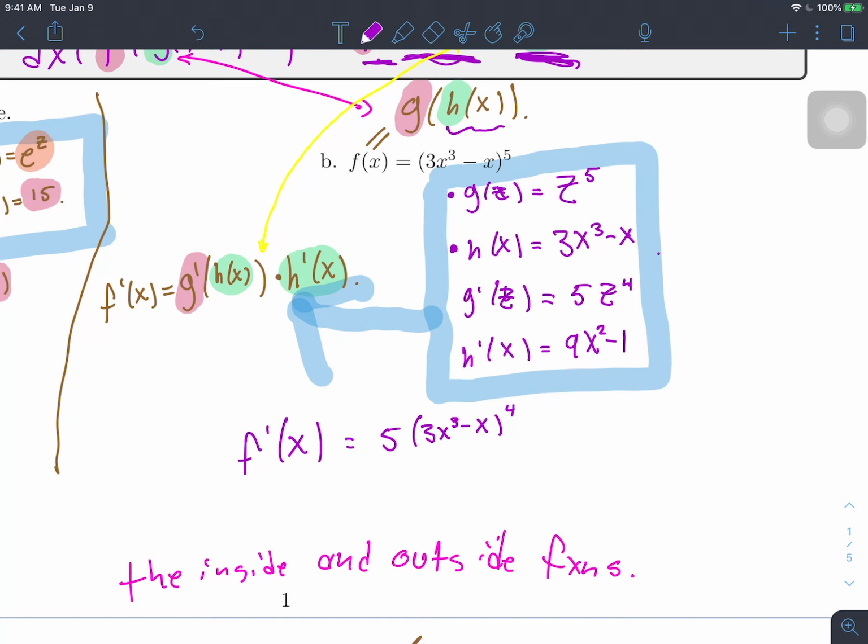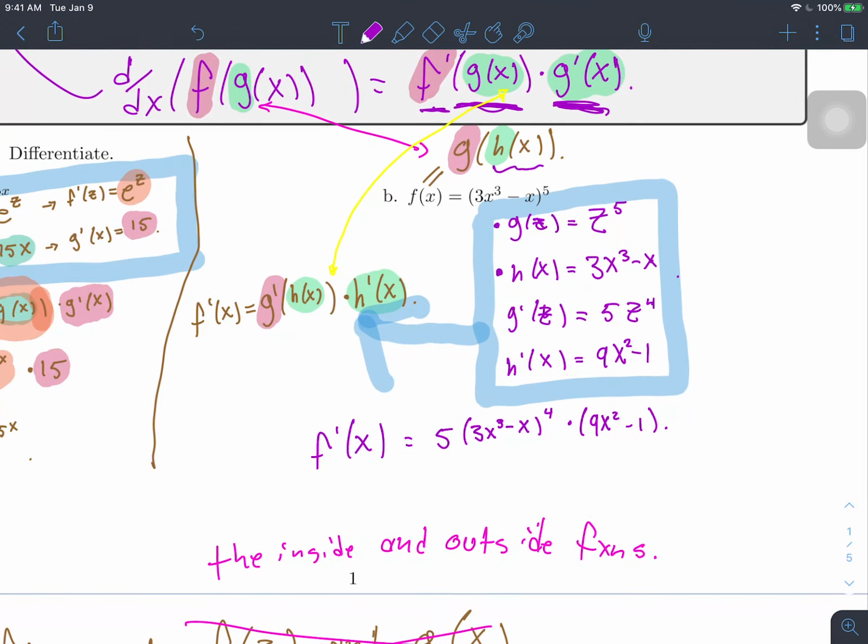Okay, that was g prime of h of x. Now I have to multiply by the derivative of h of x, which is 9x squared minus 1. Okay? So that is how I get my answer.